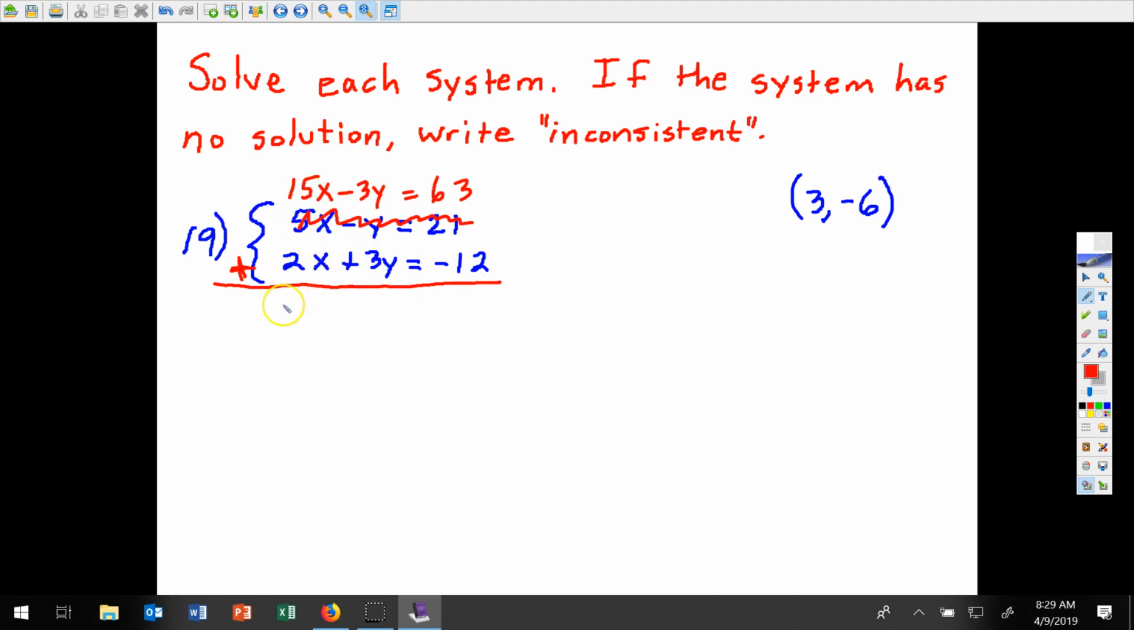15 plus 2x is 17x. And we've accomplished our goal. We have eliminated the y variable because they cancel. And then over here, 63 plus negative 12 is 51. So we solve for x here by dividing by 17, and I went ahead and gave you the answer. We get x is 3.